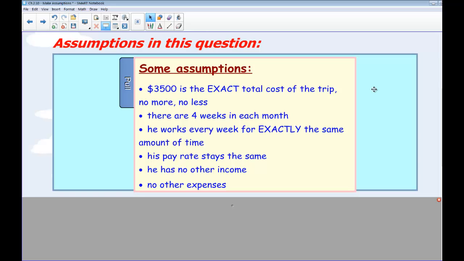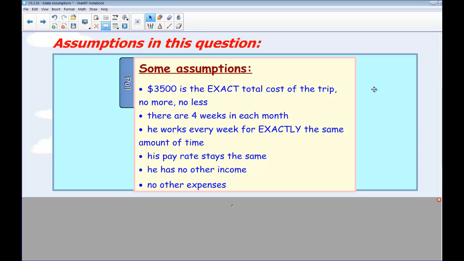We're also going to assume that there are 4 weeks in each month. Now, of course, we know that in a calendar, it doesn't always work out to exactly 4 weeks in each month, but for the purposes of our calculation, we're going to assume that there are 4 weeks in each month. We're also going to assume that every week he works exactly the same amount of time. We're not going to assume that sometimes he works more, sometimes he works less. For the purpose of our calculation, we're assuming that he's working the exact same amount each week.